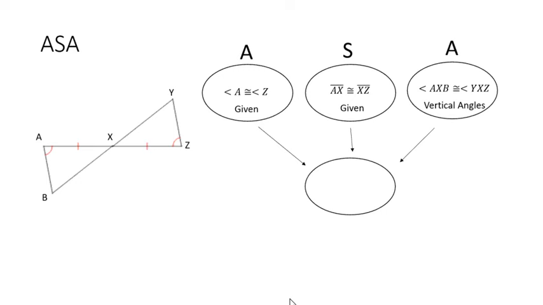And then those reasons bubbles lead to the conclusion bubble, which is right here, that triangle BAX is congruent to triangle YZX. So make sure all your corresponding angles and sides match up. So angle B would go with angle Y, and A goes with Z, and then X is going to go with X. And those two triangles are congruent because of ASA.